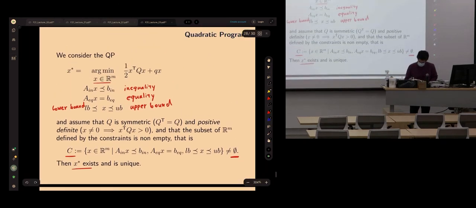Okay, so Q must be positive definite too. And the definition of positive definiteness is that all the eigenvalues are positive. That's the easy definition. Or, for any x that is non-zero, this quadratic term is positive. Then Q is positive definite.